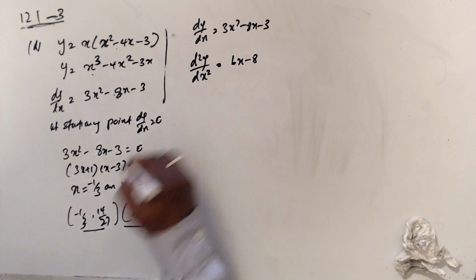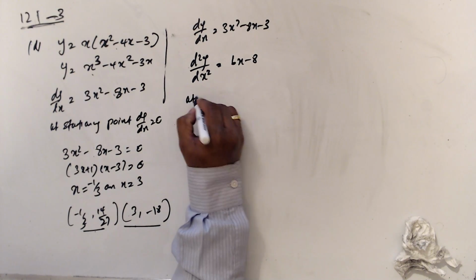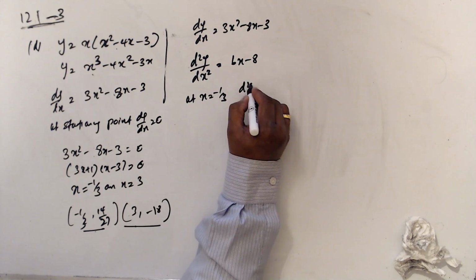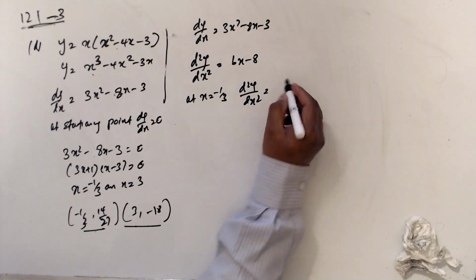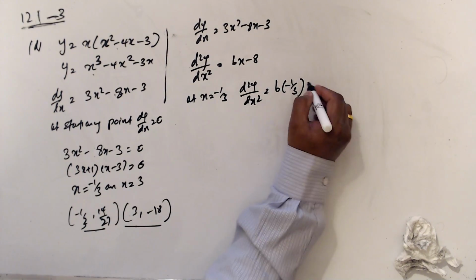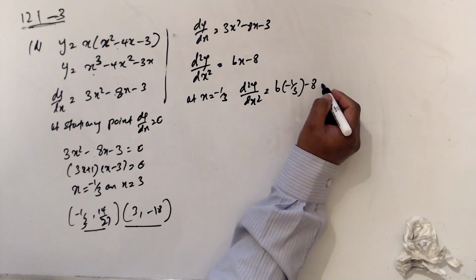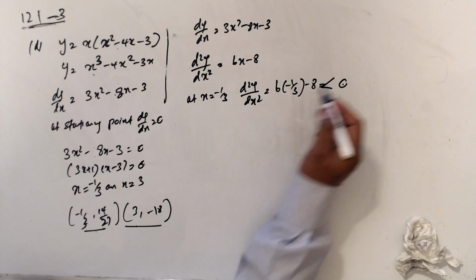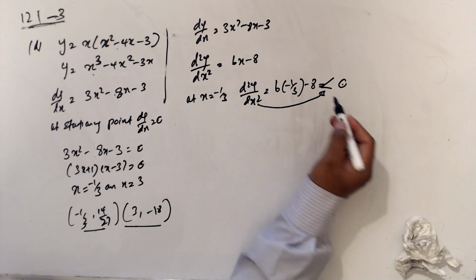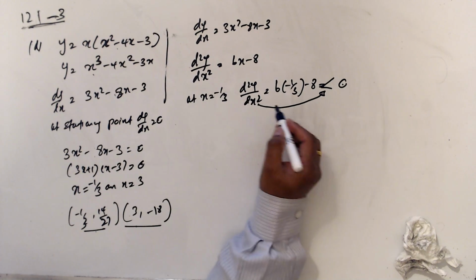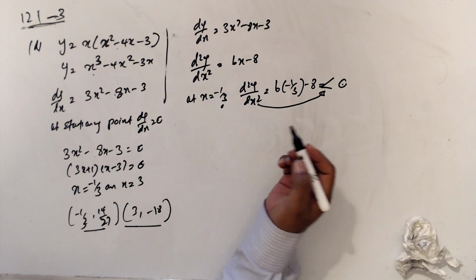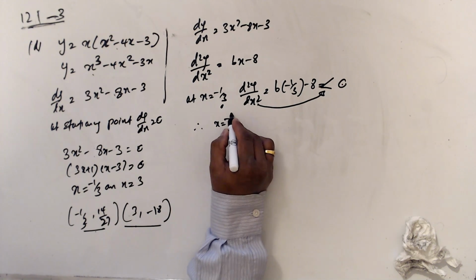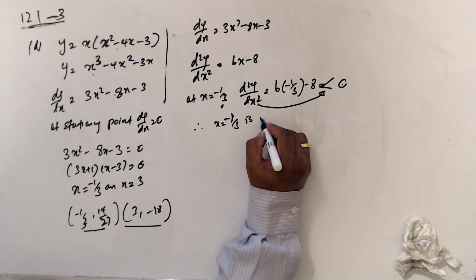Now we'll consider this point at x equal minus 1 over 3. d square y over dx square equals 6 times minus 1 over 3 minus 8. I think this is going to be negative, less than 0. Then the second derivative is less than 0. Hence, this point is a maximum. Hence, x equal minus 1 over 3 is a maximum.